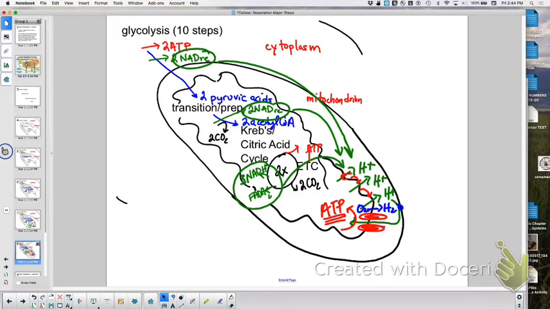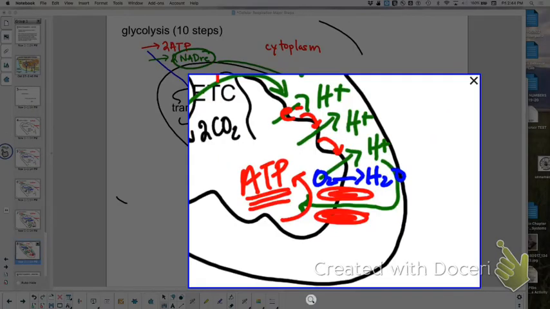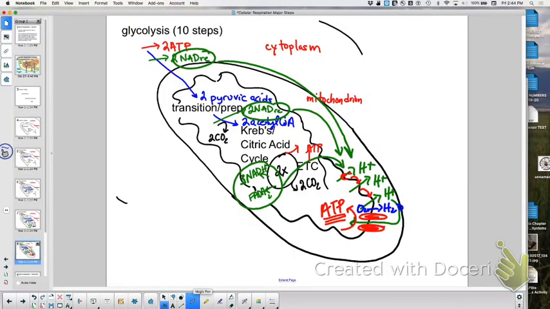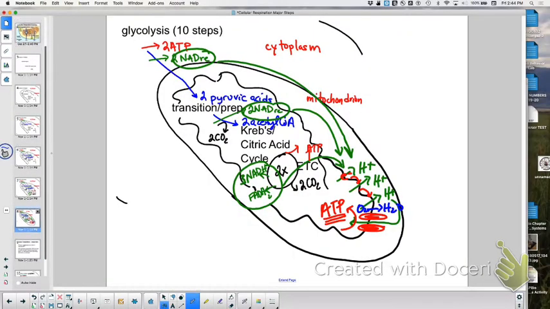And when they move back in, see the little arrow right here? Let me use my sparkle pen, because it's so pretty. Okay, so when those hydrogens come back in, that's when you make some ATP, right? Remember, right here, that's that ATP synthase complex. Perfect.